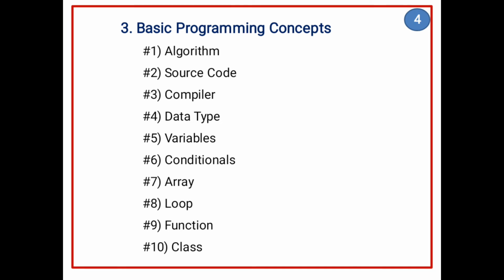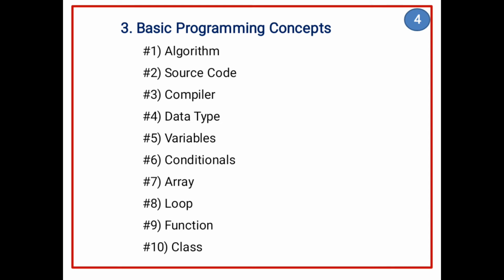For example, in a recipe to cook a dessert, the algorithm describes the steps to be followed for completing a specific task, but it does not say how to achieve any of the steps. Now, the second basic programming concept is source code. Source code is the actual text that is used to construct the program using the language of choice.